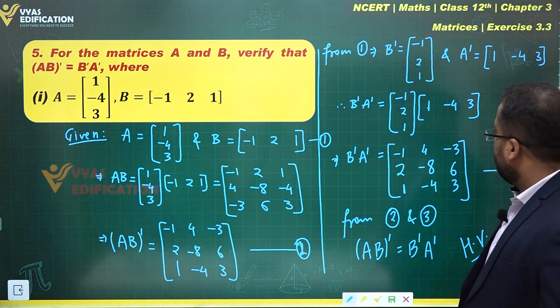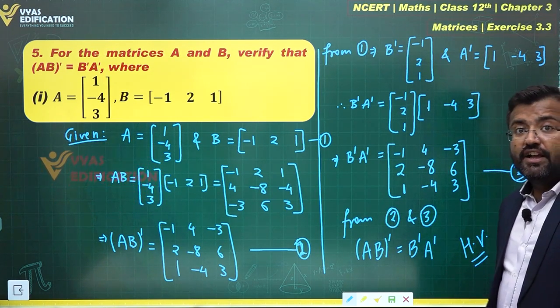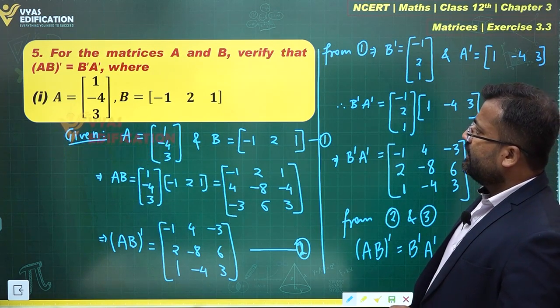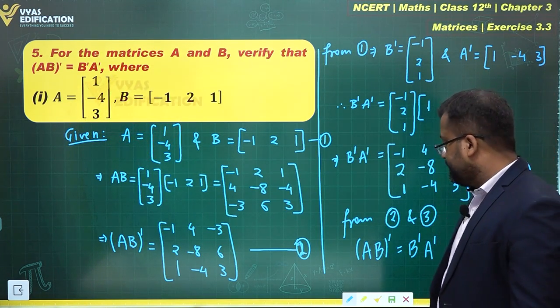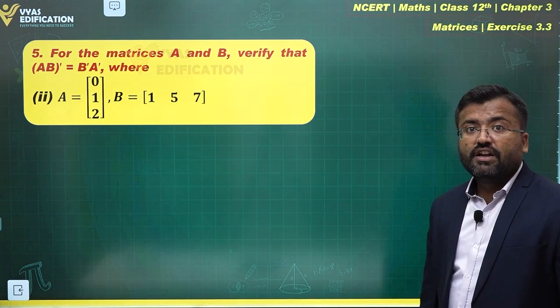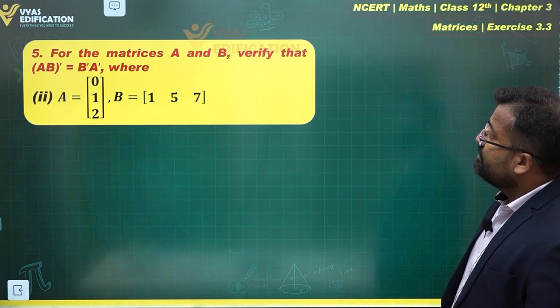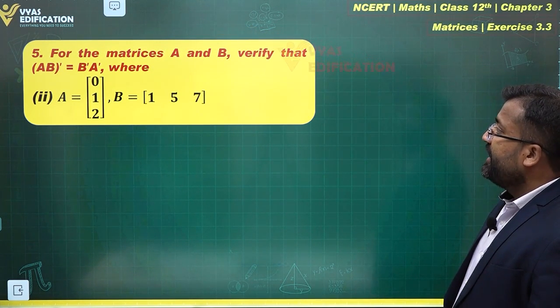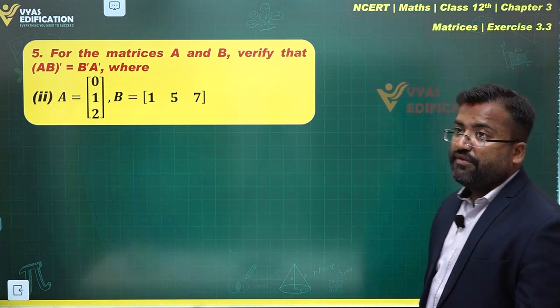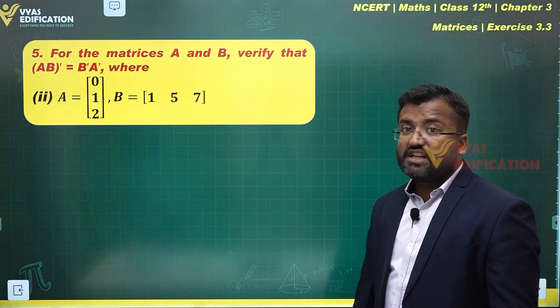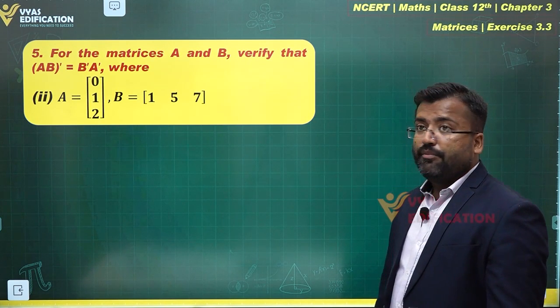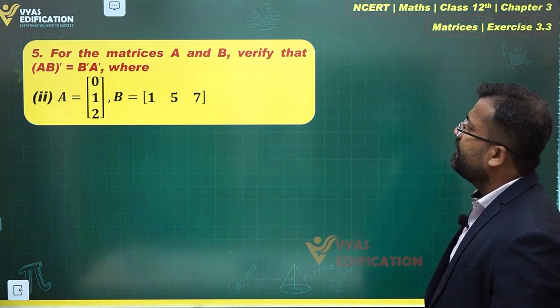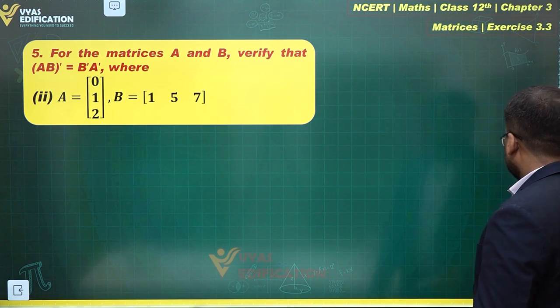Okay, let me get aside so that you can take a look at this question, and let's move on to the next one after this. This is part 2 for the same question. What does part 2 say? We have a matrix A, we have another matrix B, and we have to verify that the transpose of the product AB is equal to B transpose A transpose. Let's do that.